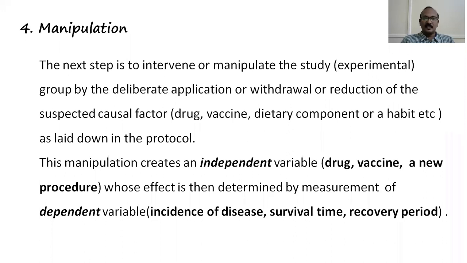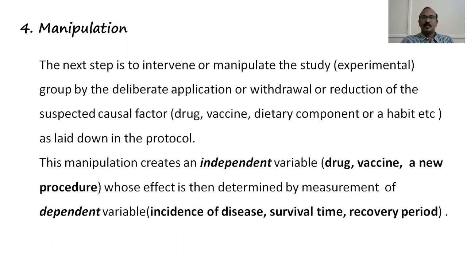After making necessary exclusions in the experimental or the study population and randomly dividing them into study experimental group and control group, we now need to manipulate. So the next step is to intervene or manipulate the study group by deliberate application or withdrawal or the reduction of the suspected causal factor.